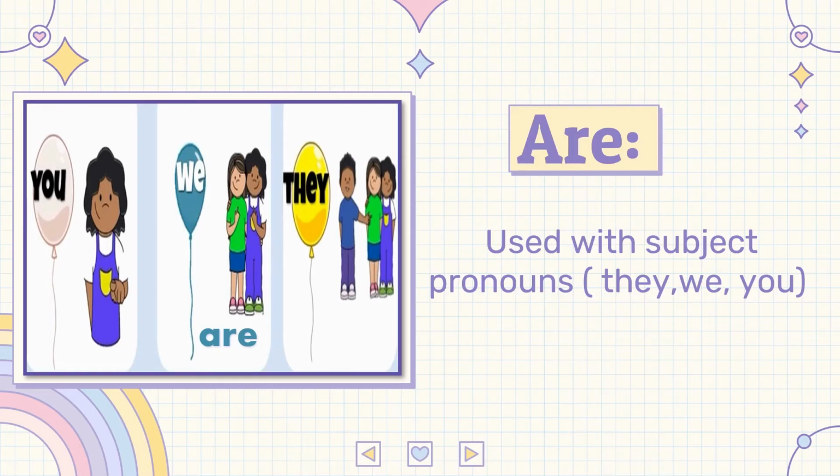And finally, are. Are is used with subject pronouns they, we, and you. So I can say you are, we are, they are.